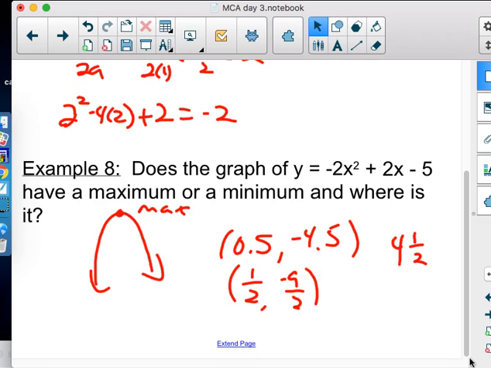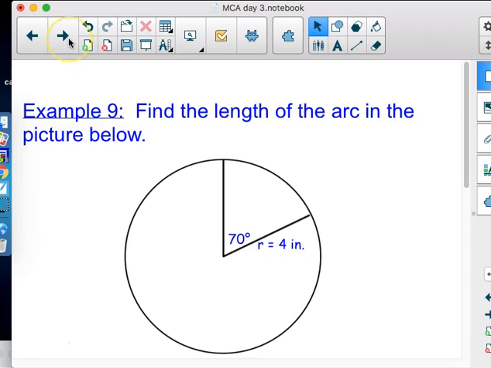Alrighty. Ooh, what time are we out of here on? It is still 49 on Wednesdays, isn't it? Okay.